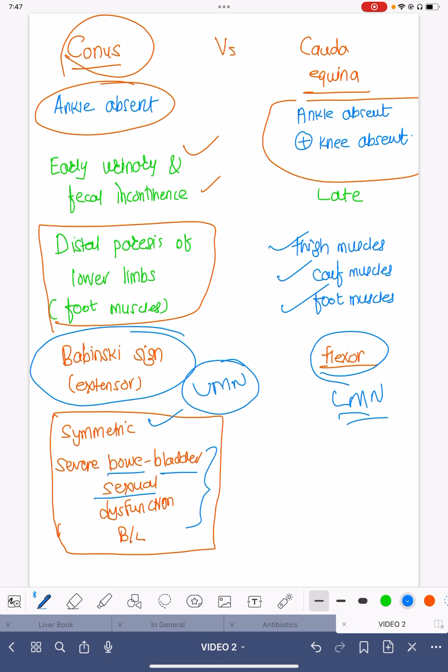So, in short, if there is symmetrical, severe bowel, bladder, and sexual dysfunction and signs of bilateral involvement, it has to be conus. If thigh muscles and calf muscles are spared, and if the knee reflex is preserved, it has to be conus.